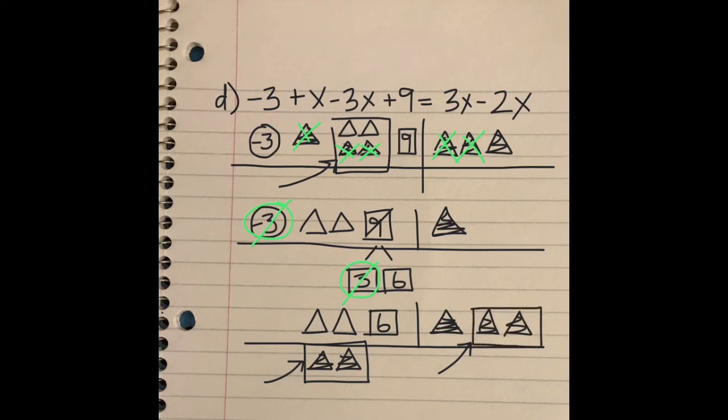And so now what I've done is create 0 pair number 1 with triangles, 0 pair number 2 with triangles, and I have 1, 2, 3 triangles equal to 6, which means my final answer is shaded triangle equals 2, and unshaded triangle equals negative 2.